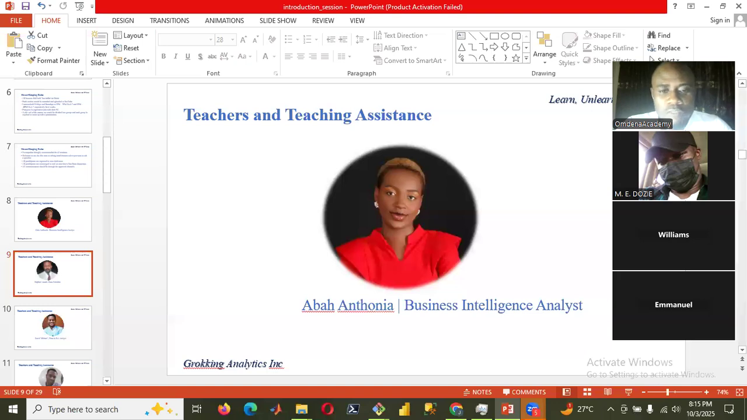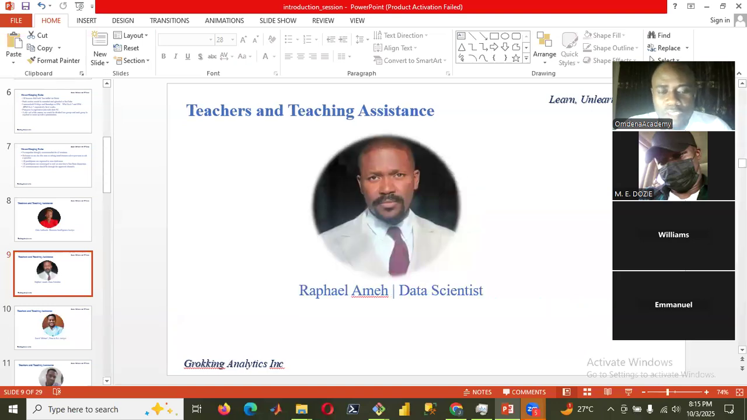Then we also have Raphael Ahmed. He's a data scientist. He's also from the prayer department. He's also going to be one of our teaching assistants to offer support and also to ensure that everything is put in place. So he's one of our brothers from the prayer department. He's also a data scientist and he's here to help us as well.